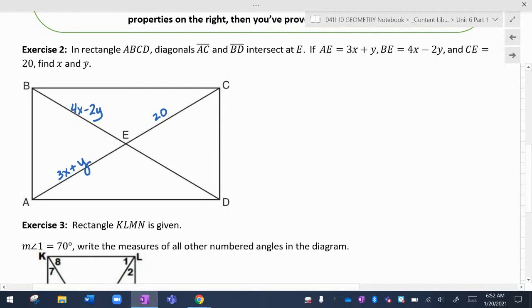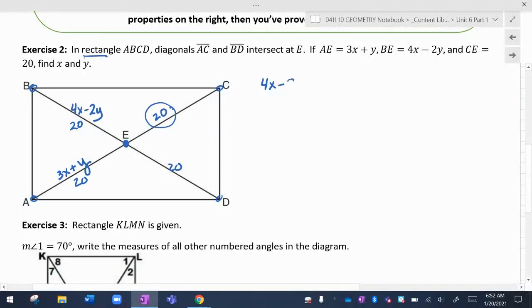Okay, well, if this is a rectangle and I'm dealing with the diagonals, I know the diagonals of a rectangle are congruent. So there's a couple ways that we can go here. If I know the diagonals are congruent, that means I know BD is congruent to AC. But the other thing I know is that the diagonals bisect each other. So if the diagonals are already congruent and they cut each other in half, I know that this is 20, that's 20, that's 20, and that's 20. So I can use that to solve for x and y.